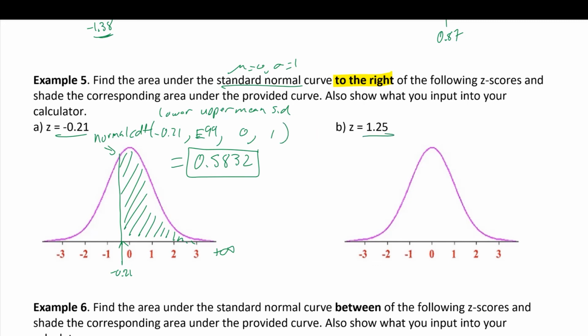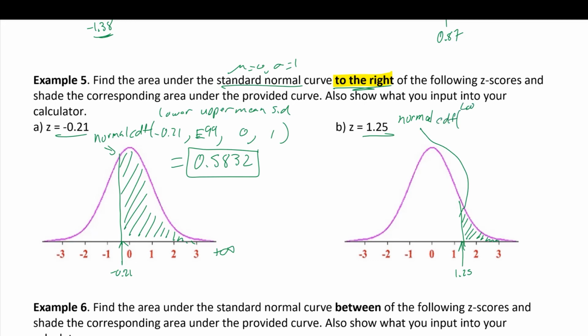1.25. Well, here's 0, here's 1, here's 2. I would say 1.25 is about there. Draw a vertical line. Again, we are being asked to shade the area to the right of this. That looks like a small area. It does look like it's less than 50%. So if we're finding the area here, areas are found underneath the normal distribution by using normal CDF.